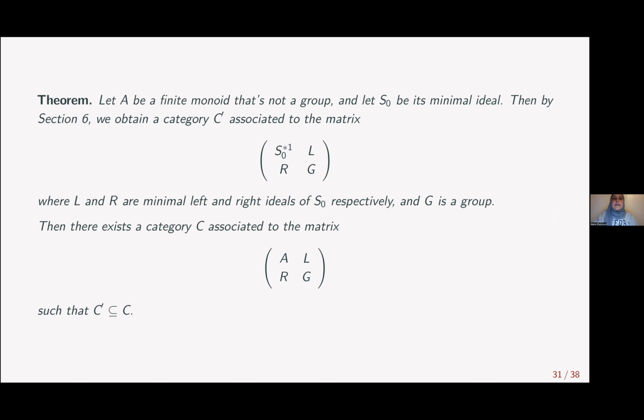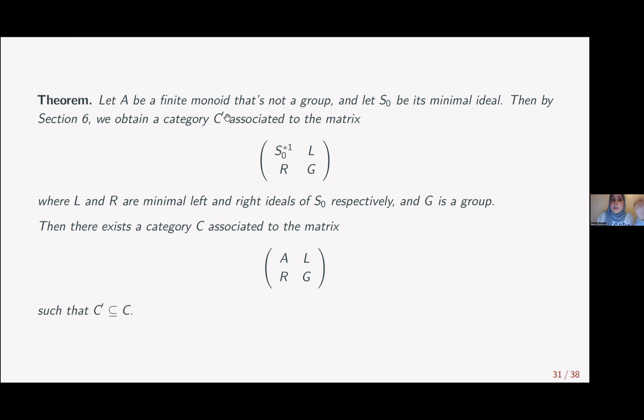So a theorem: if I have a finite monoid that is not a group. The condition that A should not be a group is because this will lead us to have two groups on the diagonals, and I will not go into details, but this will give us a groupoid instead, and some problems with the reduced property. So we don't consider the case that A is a group. So A is a monoid, and S0 is its minimal ideal.